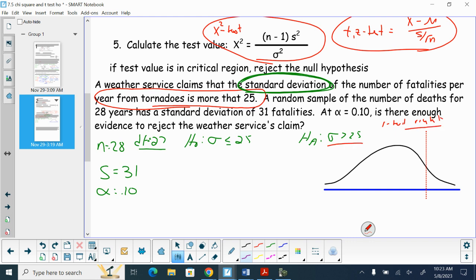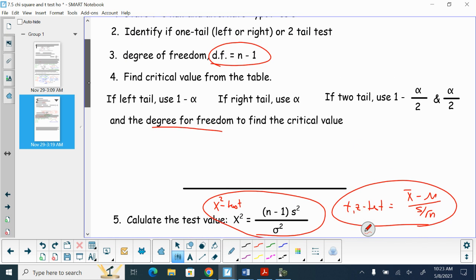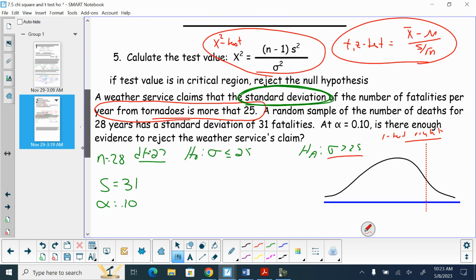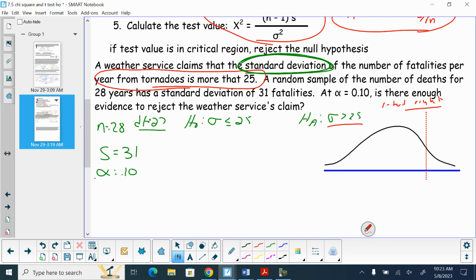Once again, we can look at the alternate hypothesis. If we have a right tail test, we just use alpha and the degree of freedom for our critical value. So we're just going to use the 0.10 and our degree of freedom of 27. So in our chi-squared table, we have 0.10 and we go down to 27.